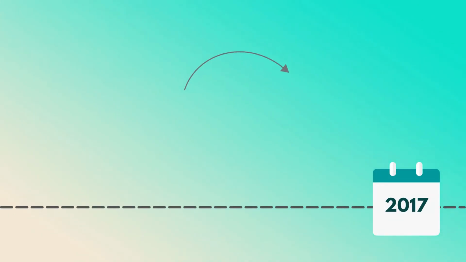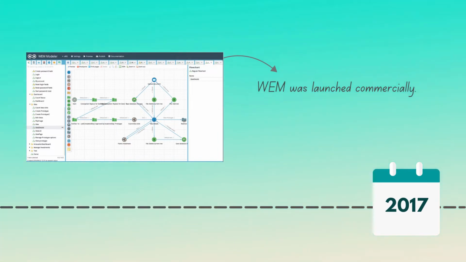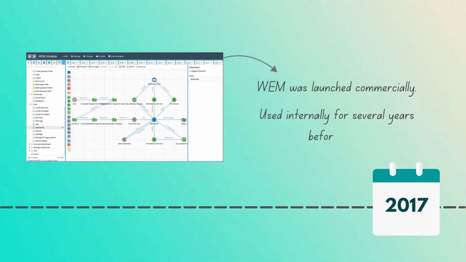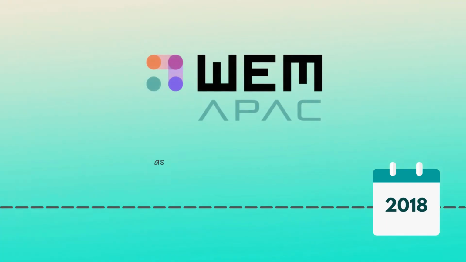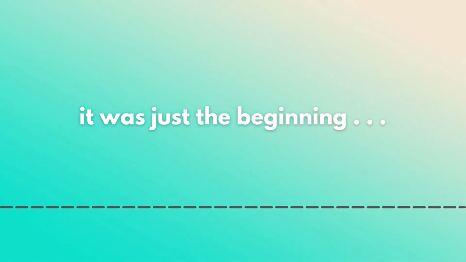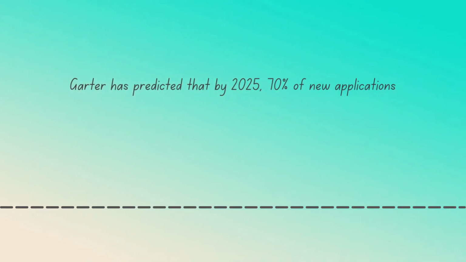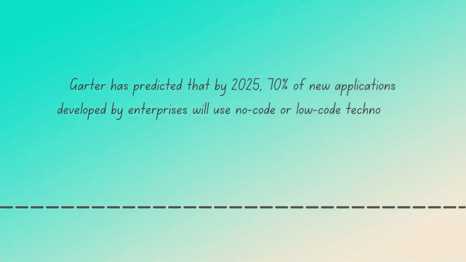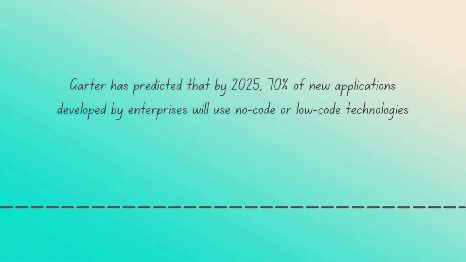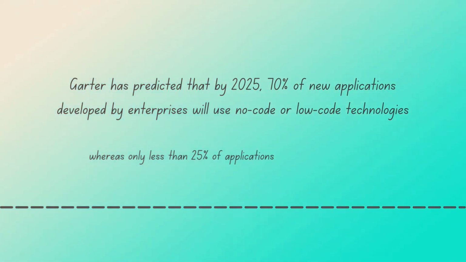Then came 2017 and WEM no-code platform was launched commercially. However, interestingly, it was developed several years ago and was being used internally till then. 1 year later, in 2018, WEM APAC was born as the Asia-Pacific arm of WEM. And we know now that it was just the beginning. Gartner has predicted that by 2025, 70% of new applications developed by enterprises will use no-code or low-code technologies, whereas only less than 25% of applications used no-code in 2020.